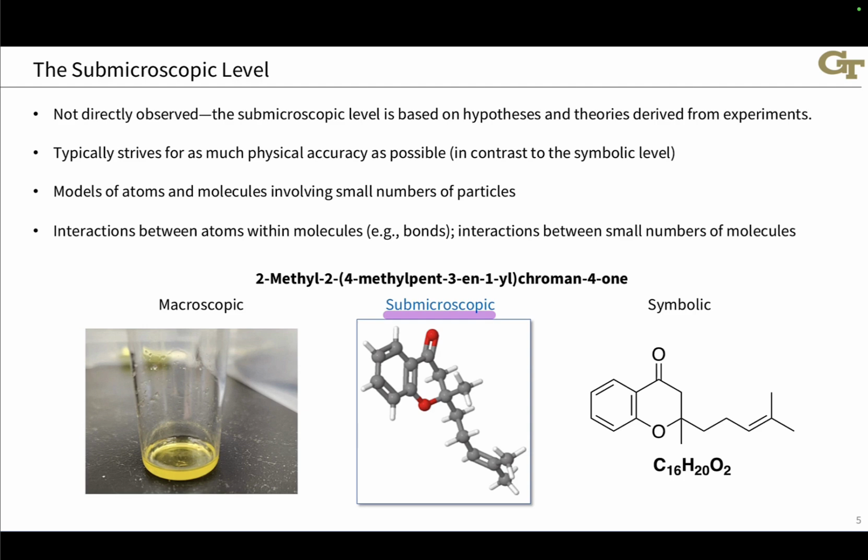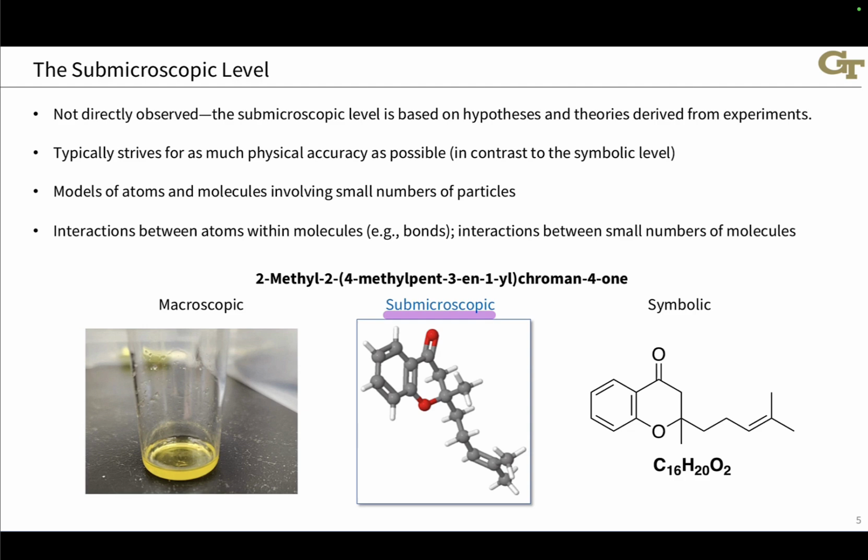At the submicroscopic level, we're looking at a single substance-defining particle of this substance. This is not directly observable in 99% of cases. We generally cannot see atoms and bonds, and so what we know about the submicroscopic level comes from hypotheses, theories, and models derived from experiments. Typically at the submicroscopic level, we're striving for as much physical accuracy as possible, as much physical accuracy as the human mind can comprehend, generally, in looking at, for example, a molecule as large as this.